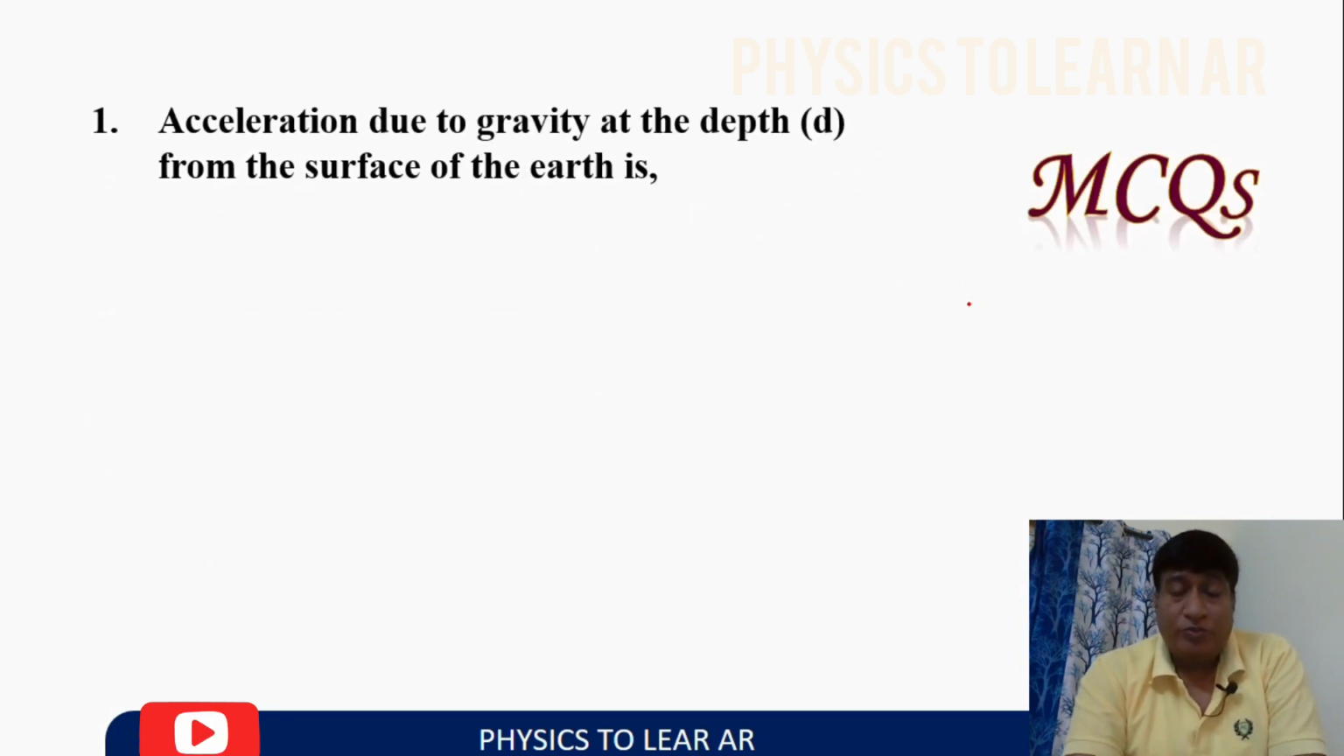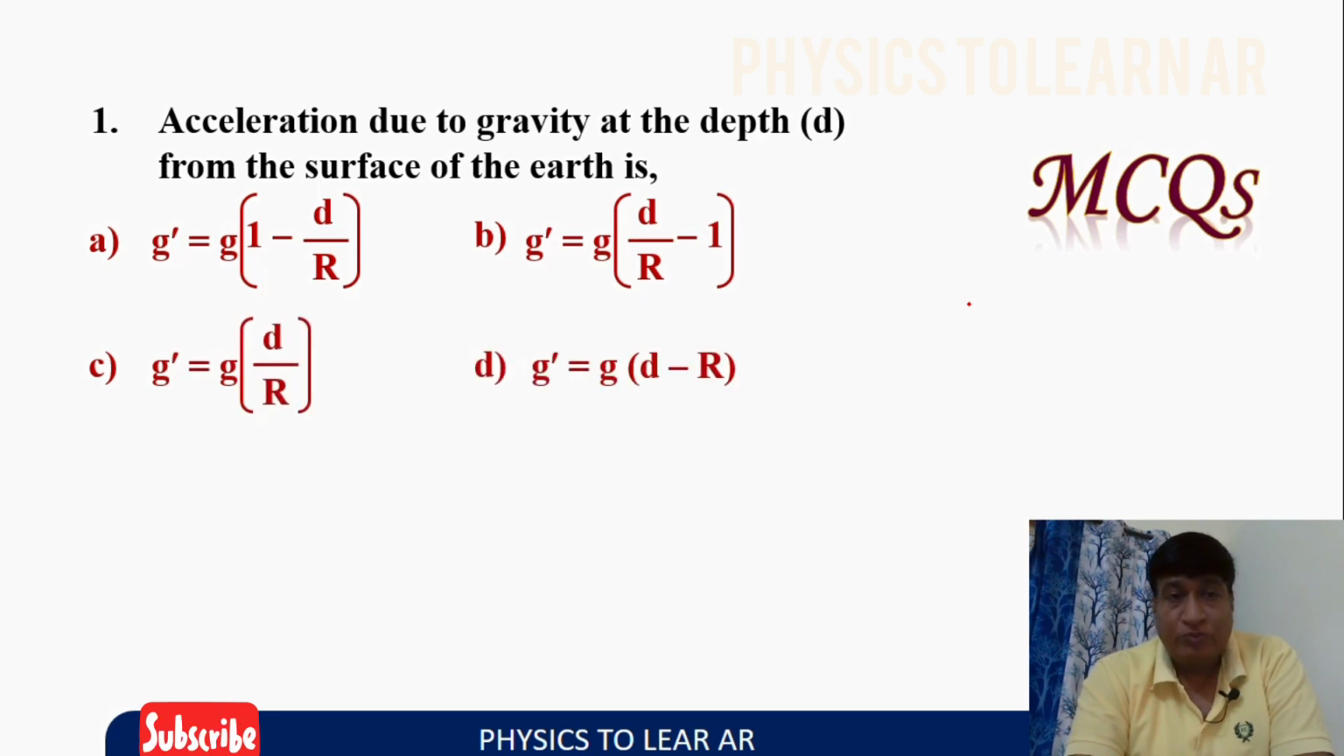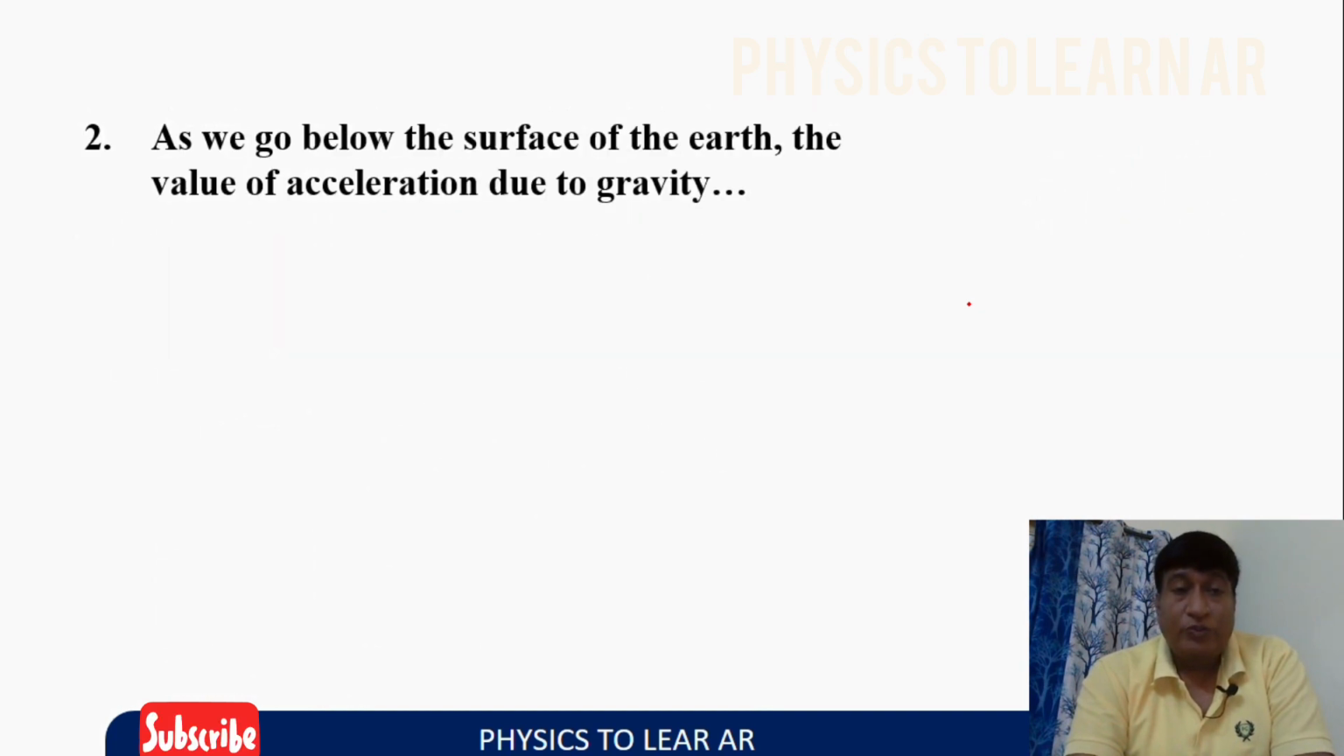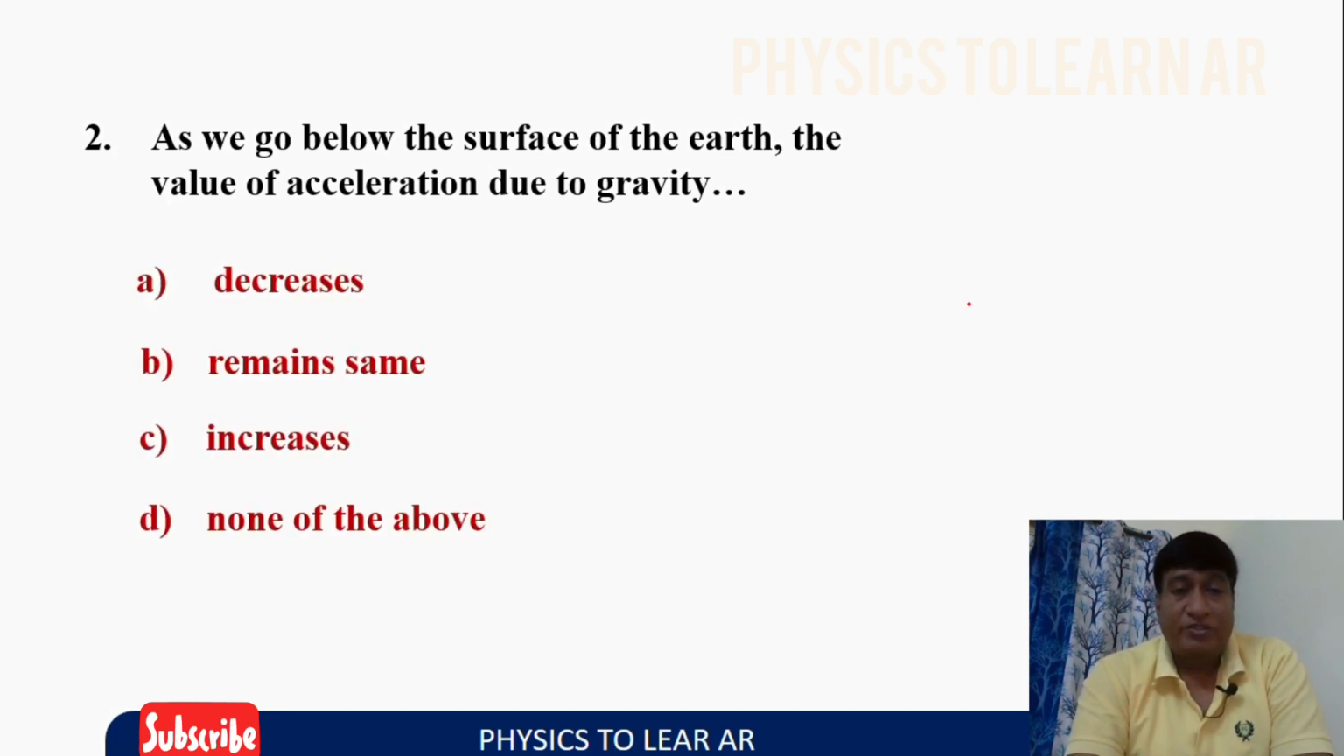Just one MCQ, you can see it. Acceleration due to gravity at a depth d from the surface of the earth is, which you have proved just now, g dash equals g into 1 minus d by R. As we go below the surface of the earth, the value of acceleration due to gravity decreases. Why? We have proved that g dash is equal to g into 1 minus d by R.